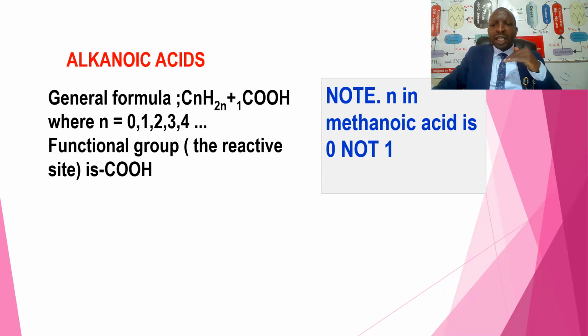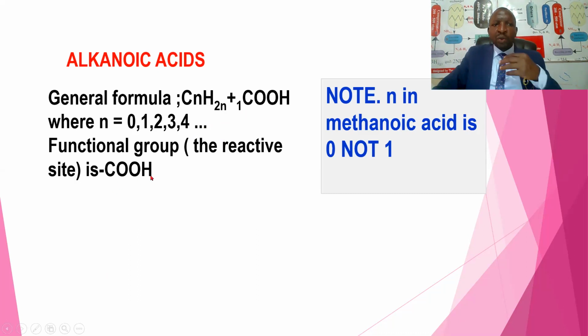When you look at ethanoic acid, eth from the Greek root means 2, so ethanoic should have 2 carbon atoms. But when you're using the formula, we use n as 1. The rationale is that although we are using n as 1, the other carbon atom is found in the carboxyl group. So finally, ethanoic still has 2 carbon atoms.